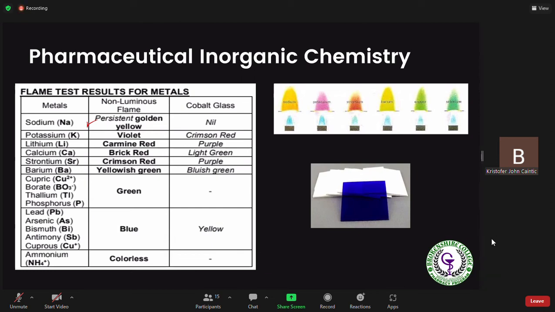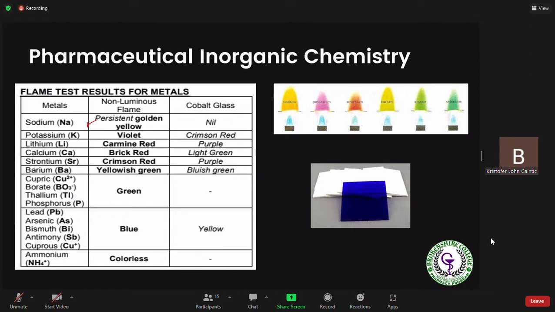Flame test. But in order for us to really gauge if we got the right color, we must submerge the flame into a cobalt glass. For example, sodium: if it is really sodium, it gives a persistent golden yellow under a flame, and once you place it in the cobalt glass, it will give us a nil color, no? So again, cobalt glass is a confirmatory test that the substance is really the element.